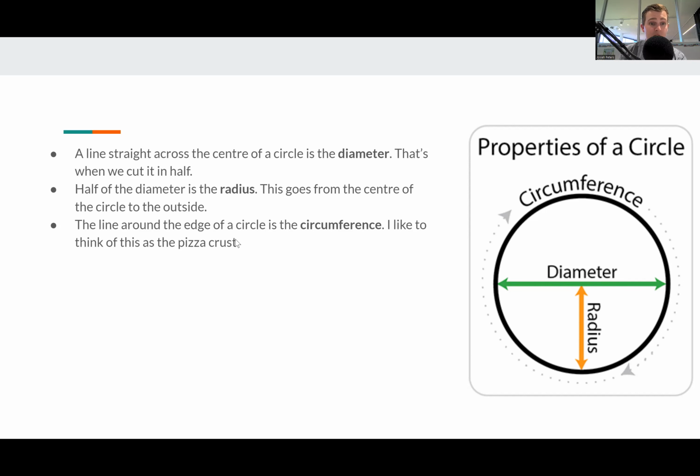And the circumference. So the line around the edge of a circle is the circumference. I like to think of this as the pizza crust. If this were a pizza, the circumference is the crust going all the way around the pizza.